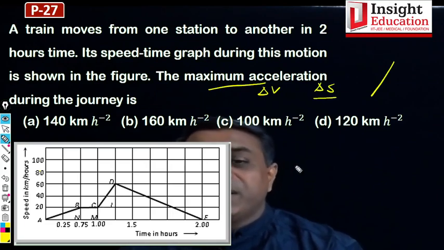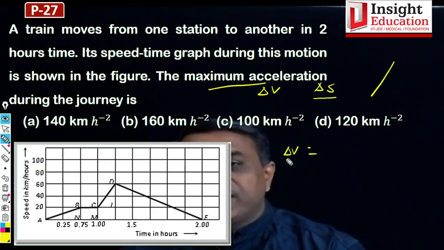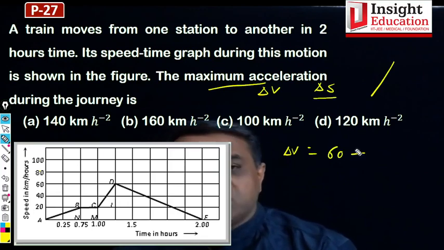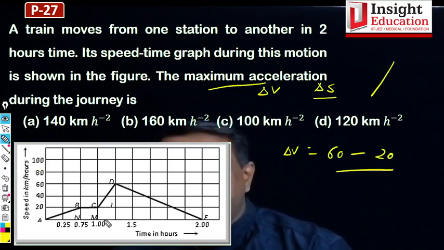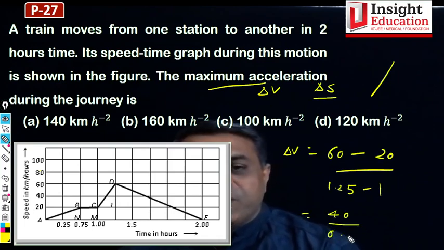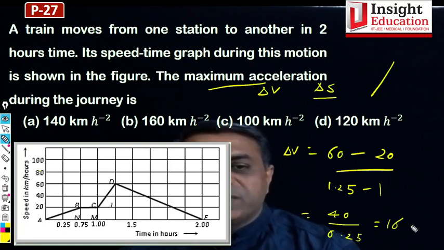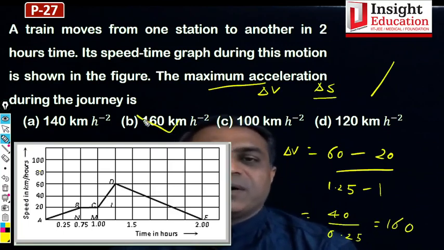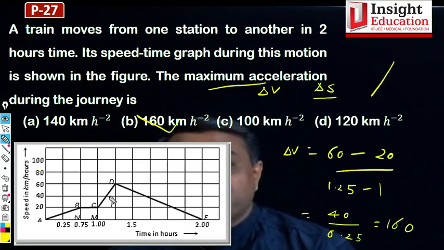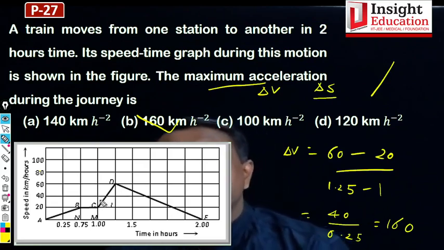So directly calculate here. In CD, delta V is 60 minus 20, and the time is 1.25 minus 1. So 40 divided by 0.25 gives 160 kilometer per hour square. So for maximum acceleration, the slope should be maximum.